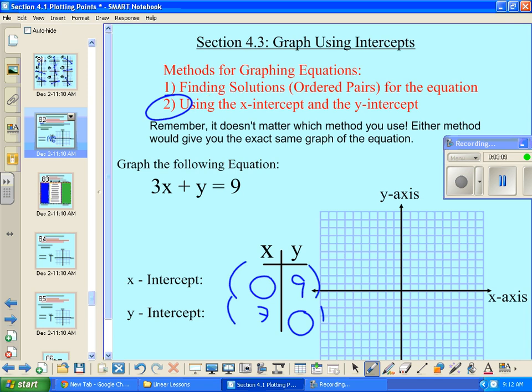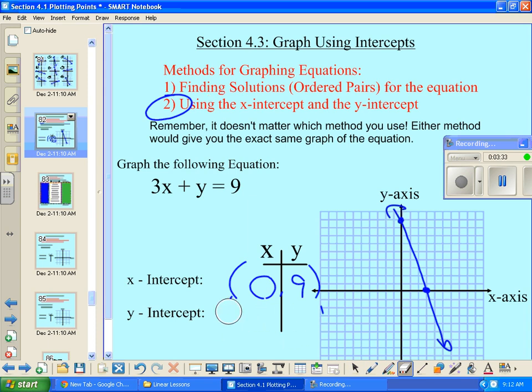Again, these are just like two ordered pairs. They just happen to be right along the x and y axes. 0, 9: that'd be if I go left to right 0 and up 9. 3, 0 goes to the right 3 and up or down 0. So there's my equation, and here's what the graph of my equation could look like. Okay, so again, using method number 2, the intercepts method, that's what my graph should look like up to this point.